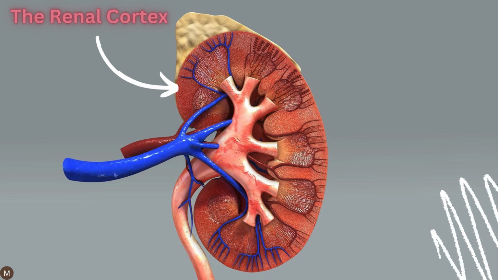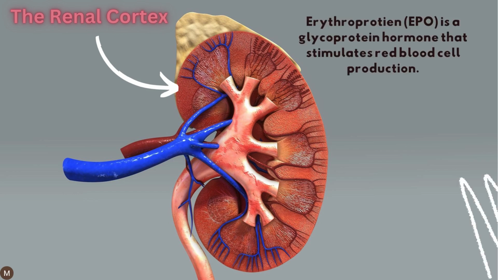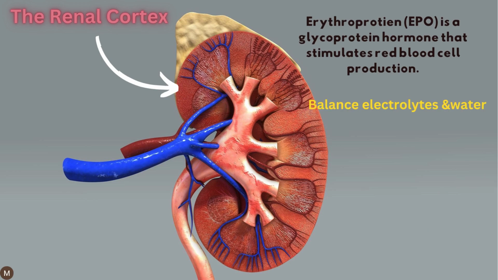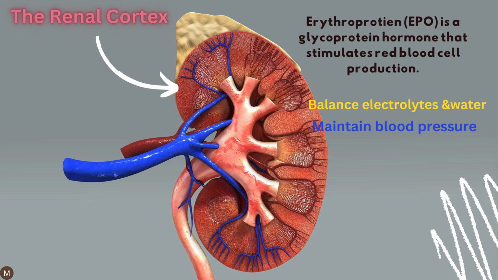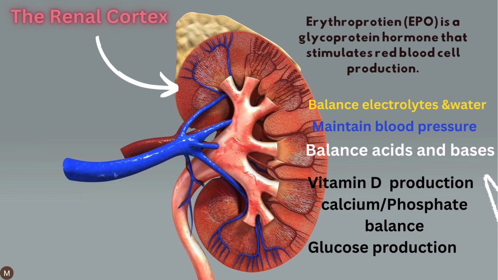The foremost of them is the production of erythropoietin, which is a glycoprotein hormone involved in stimulating red blood cell production. Some of the other functions of the renal cortex are to balance the electrolytes and water. It also maintains the blood pressure and the amount of extracellular fluids. It also balances acids and bases. Vitamin D production is one of the important functions of the renal cortex. It also balances calcium and phosphate, and produces glucose. Your liver makes most of the glucose you need, but some is made in the kidneys as well. So these are the important functions of the renal cortex.